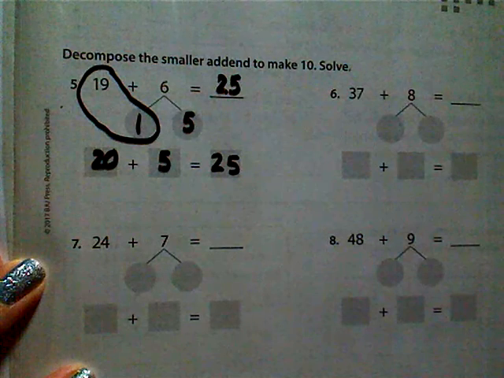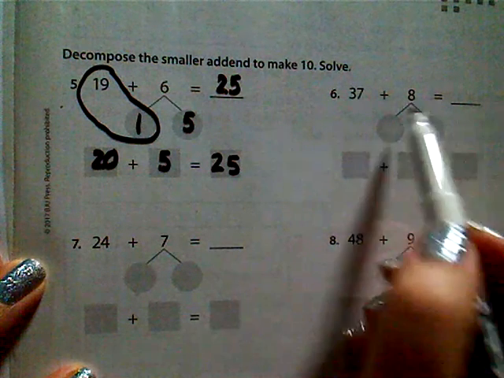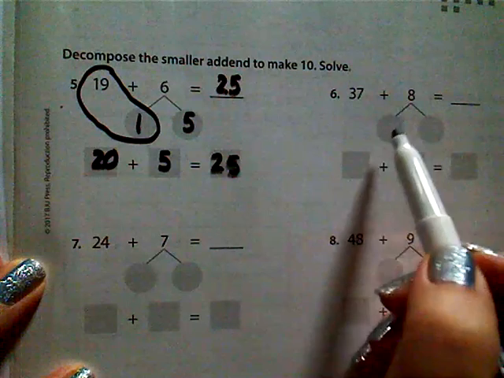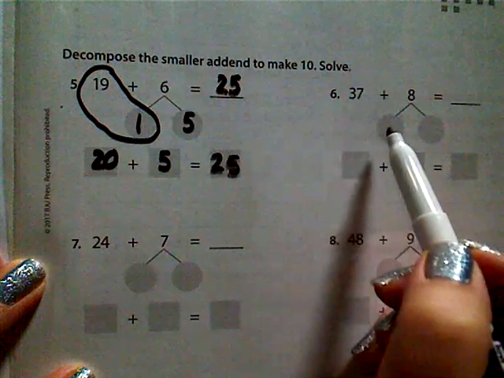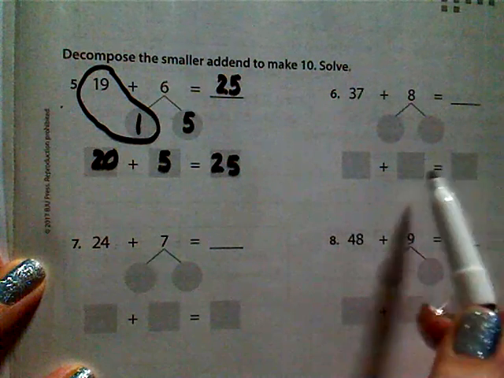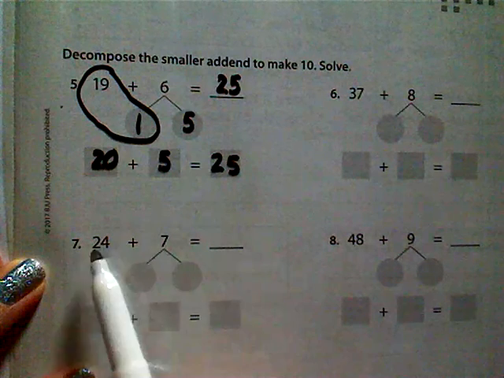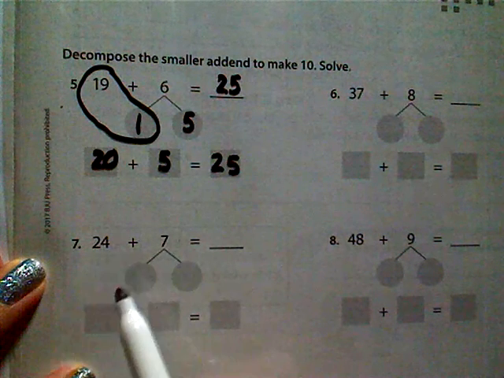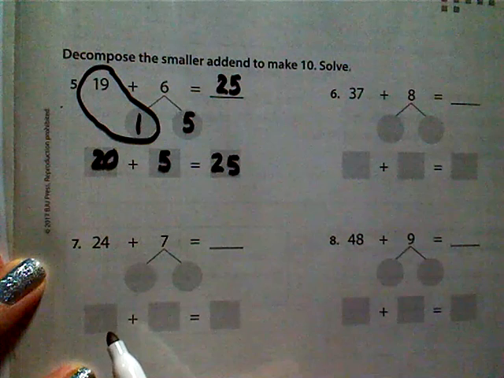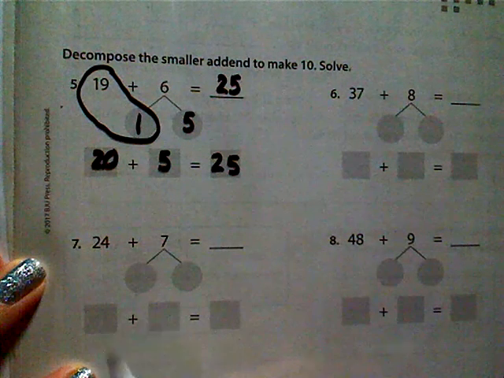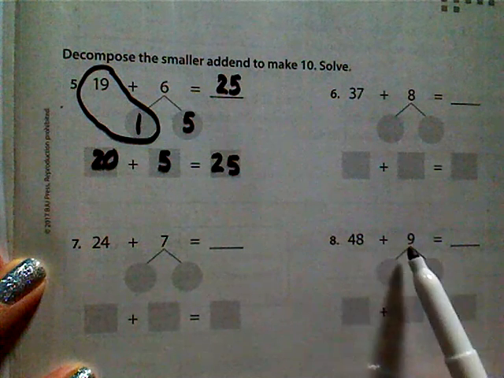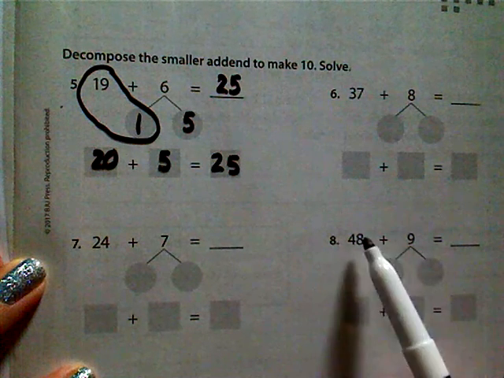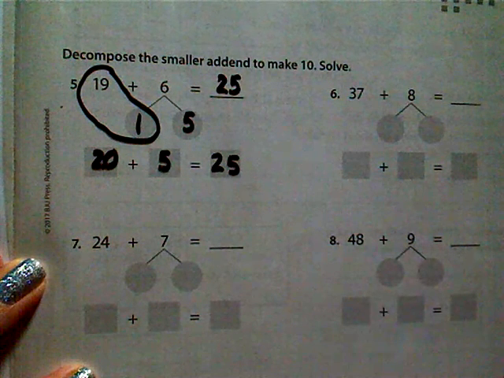So you're going to do the same here for 6, 7, and 8. You're going to decompose or break apart the 8 to think of 37 plus what would give us a decade number, and then add your extras. 24 plus 7, we're going to decompose the 7. Think about 24 plus what number would give us a nice, friendly decade number. Same thing with the 48 plus 9. We're going to decompose the 9 to see 48 plus what number would give us a decade number.